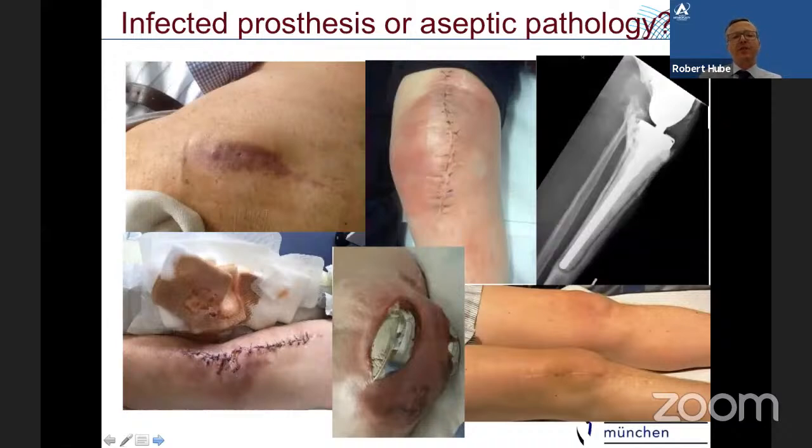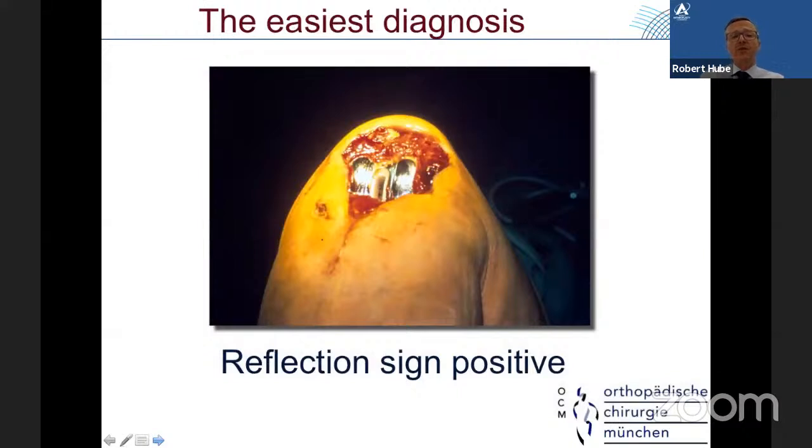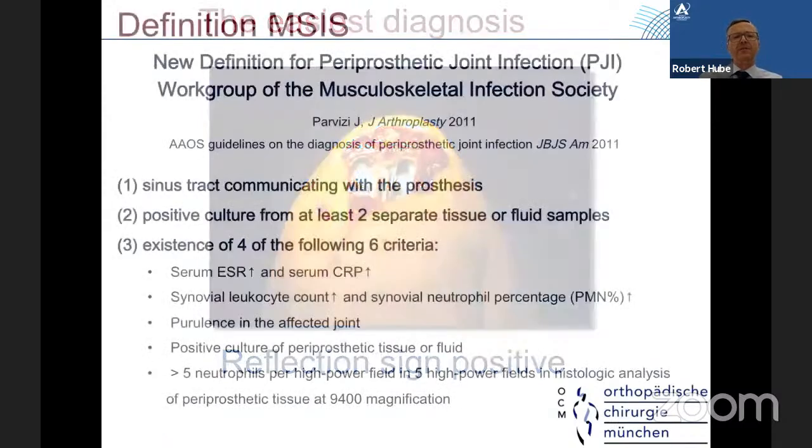If you look at these pictures, and you look at the middle of the picture, you see the prosthesis is looking at you, that is definitely infection. But what about the picture on the right lower corner, what about the loosening you see in the X-ray? That could be aseptic and it could be septic, and you don't know. But they are suspicious for infection. And the easiest diagnosis, of course, is the reflection sign: if it is positive, you see yourself in the prosthesis, then it's definitely infected. If the soft tissue envelope is gone over the prosthesis on the knee, and more rarely on the hip, that is infected. There's no other way. That is the definition. But it's not that easy.